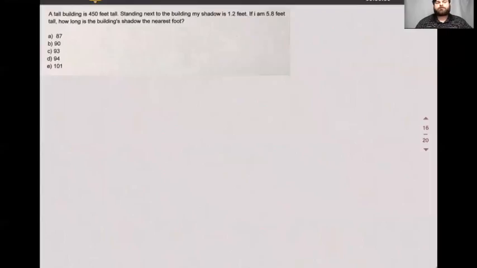All right, next problem. A tall building is 450 feet tall. Standing next to the building, my shadow is 1.2 feet. If I am 5.8 feet tall, how long is the building's shadow to the nearest foot?